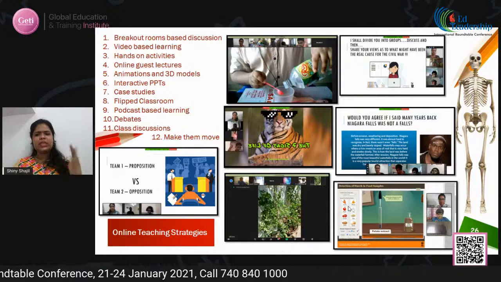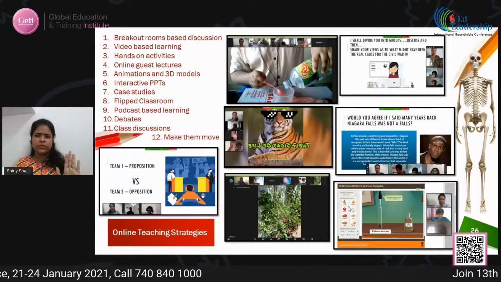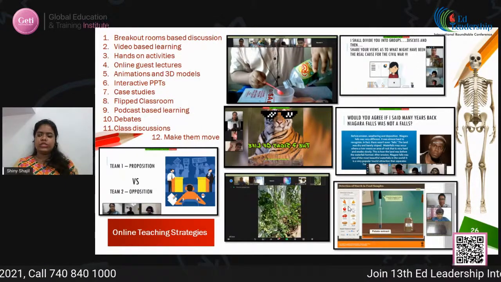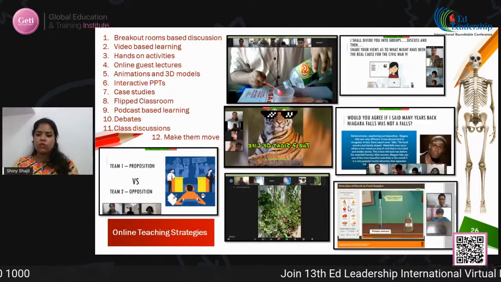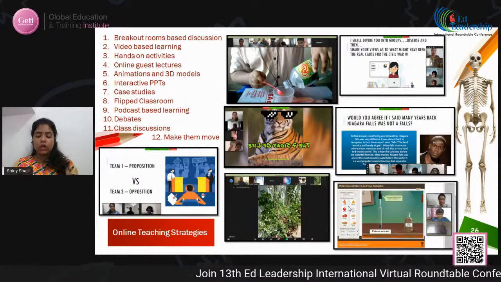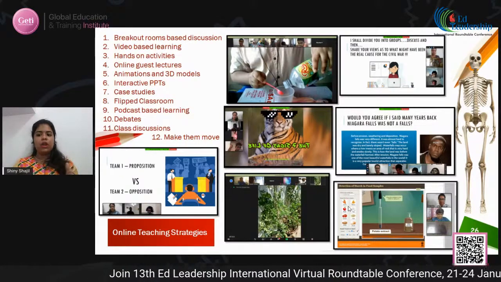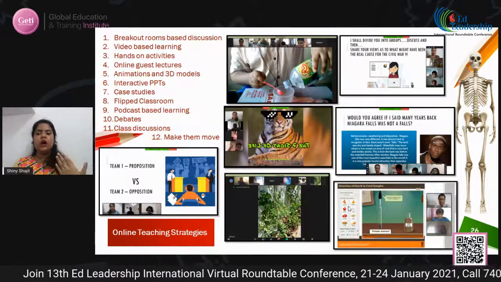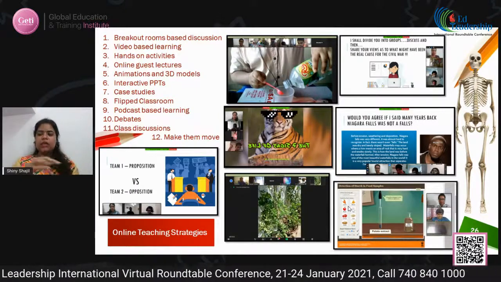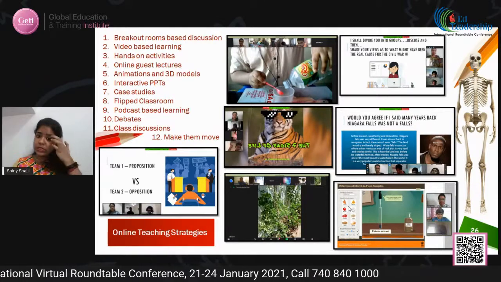so that they can step in and be an observant and silent listener to what is happening in the session. So breakout rooms is a very good and effective tool for discussions, to promote a social environment between the students.